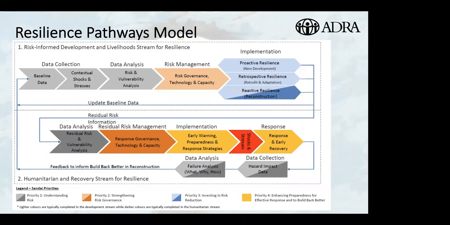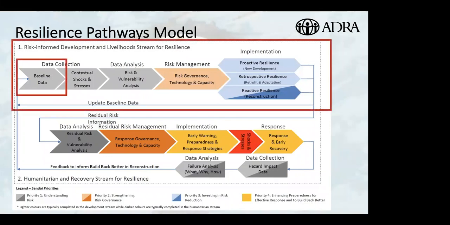So we'll start with the development stream, and we start with data, the baseline data, or broadly data collection. This is actually something that we do as a standard practice with our projects. We do baseline data collection, we do needs assessments, but many times we actually don't proactively look for risk-related information if it is not needed. We look at it from the project perspective only, and we do needs assessment and we plan it.